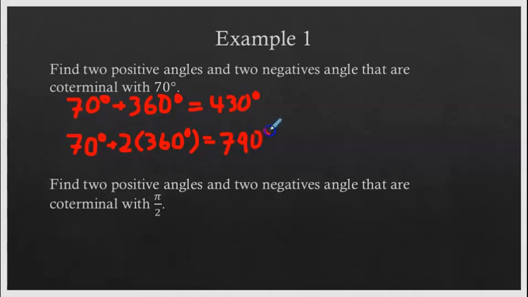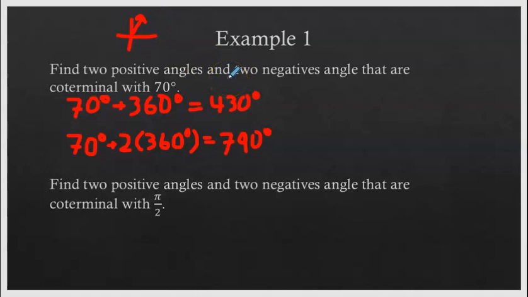So 70 degrees, 430 degrees, and 790 degrees, they all end up facing in approximately the same direction. They all end up facing basically up and right in the first quadrant. It's just that some of them might have spun around an additional time and then started facing in that direction.